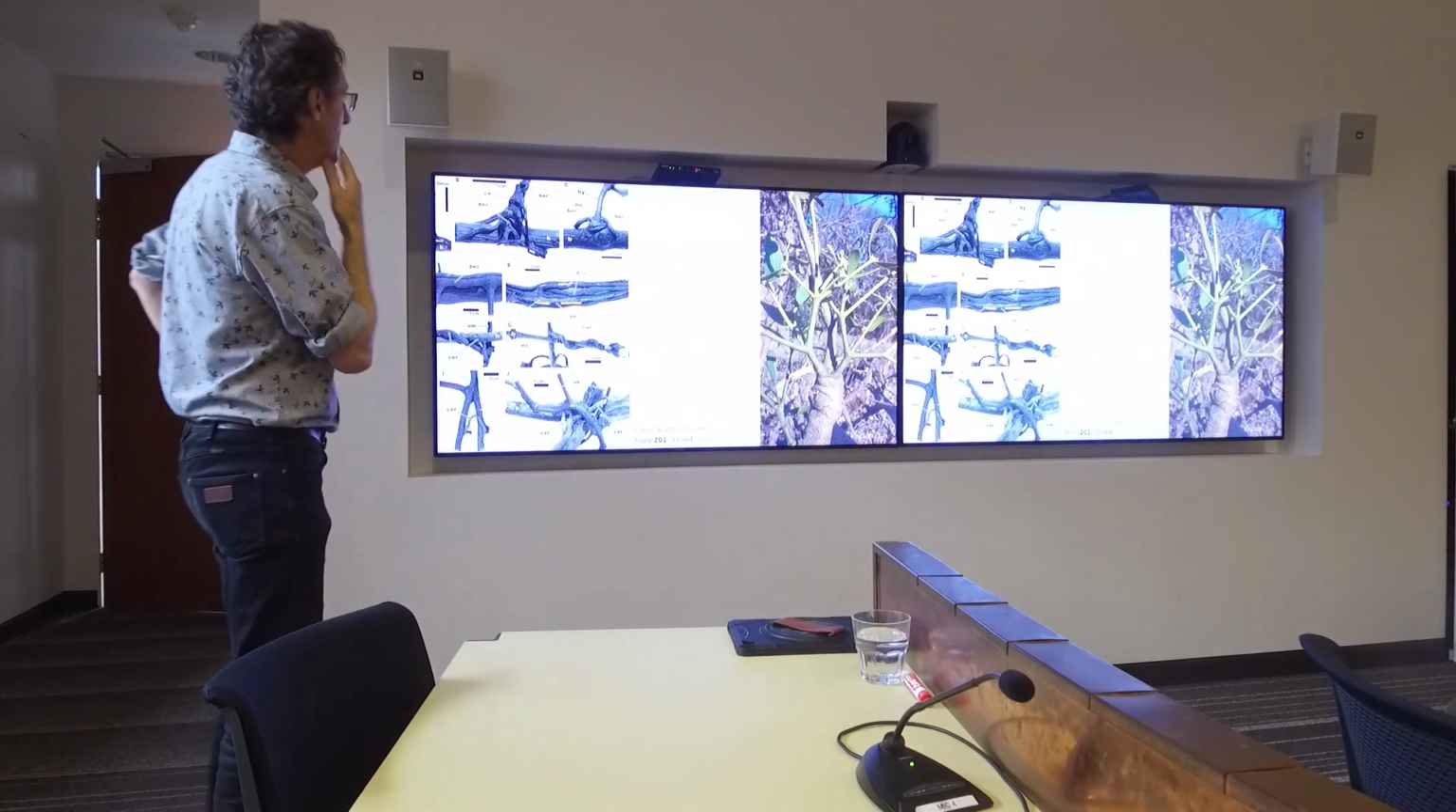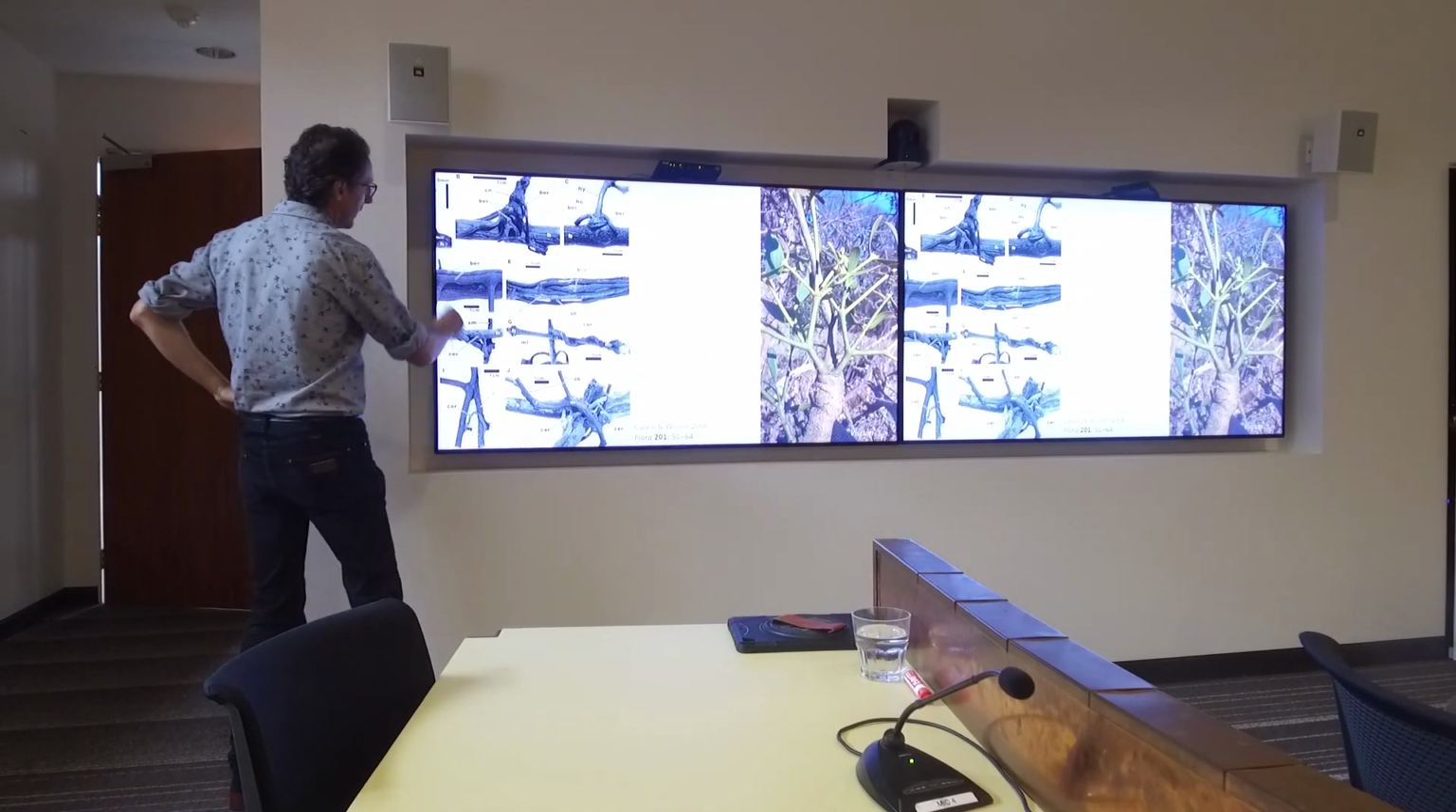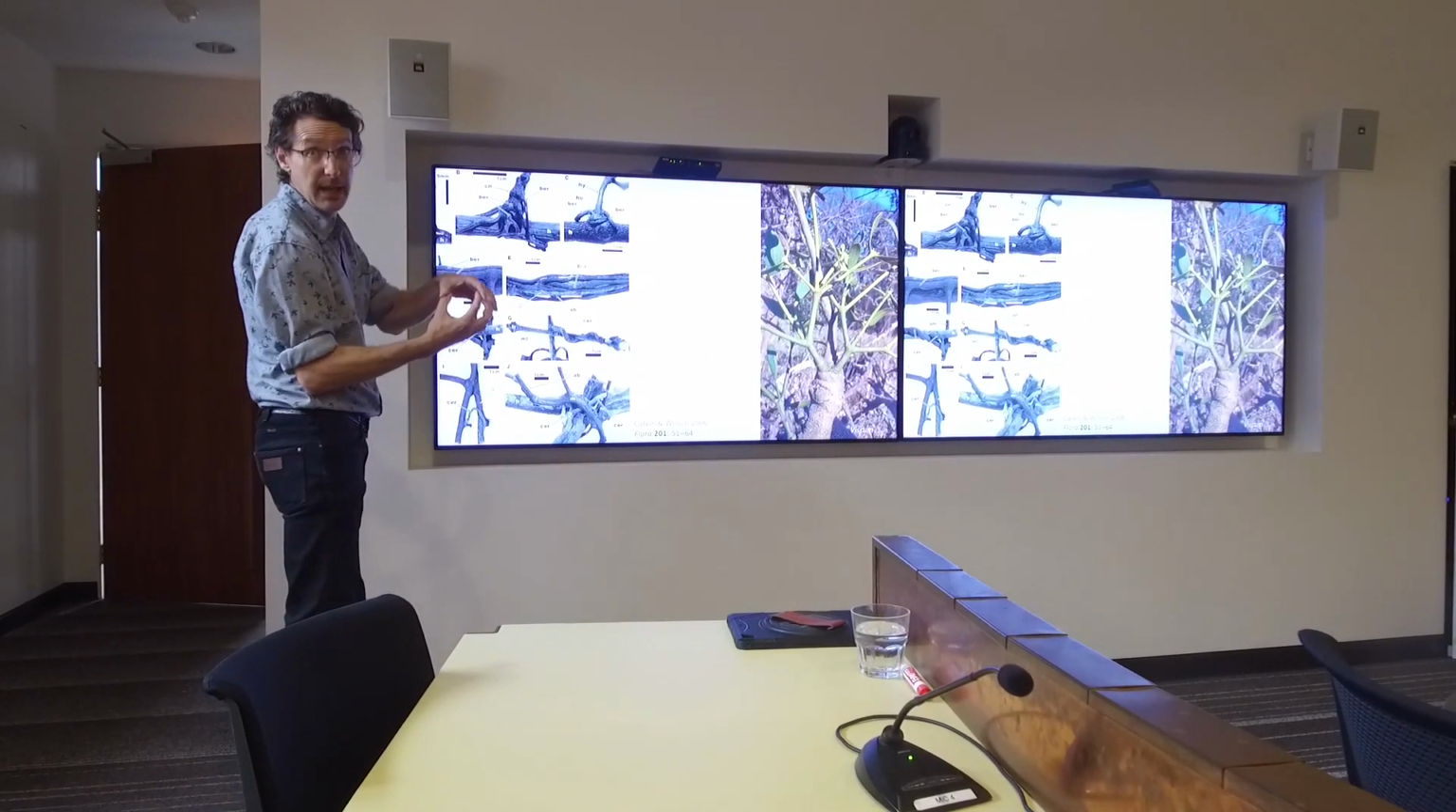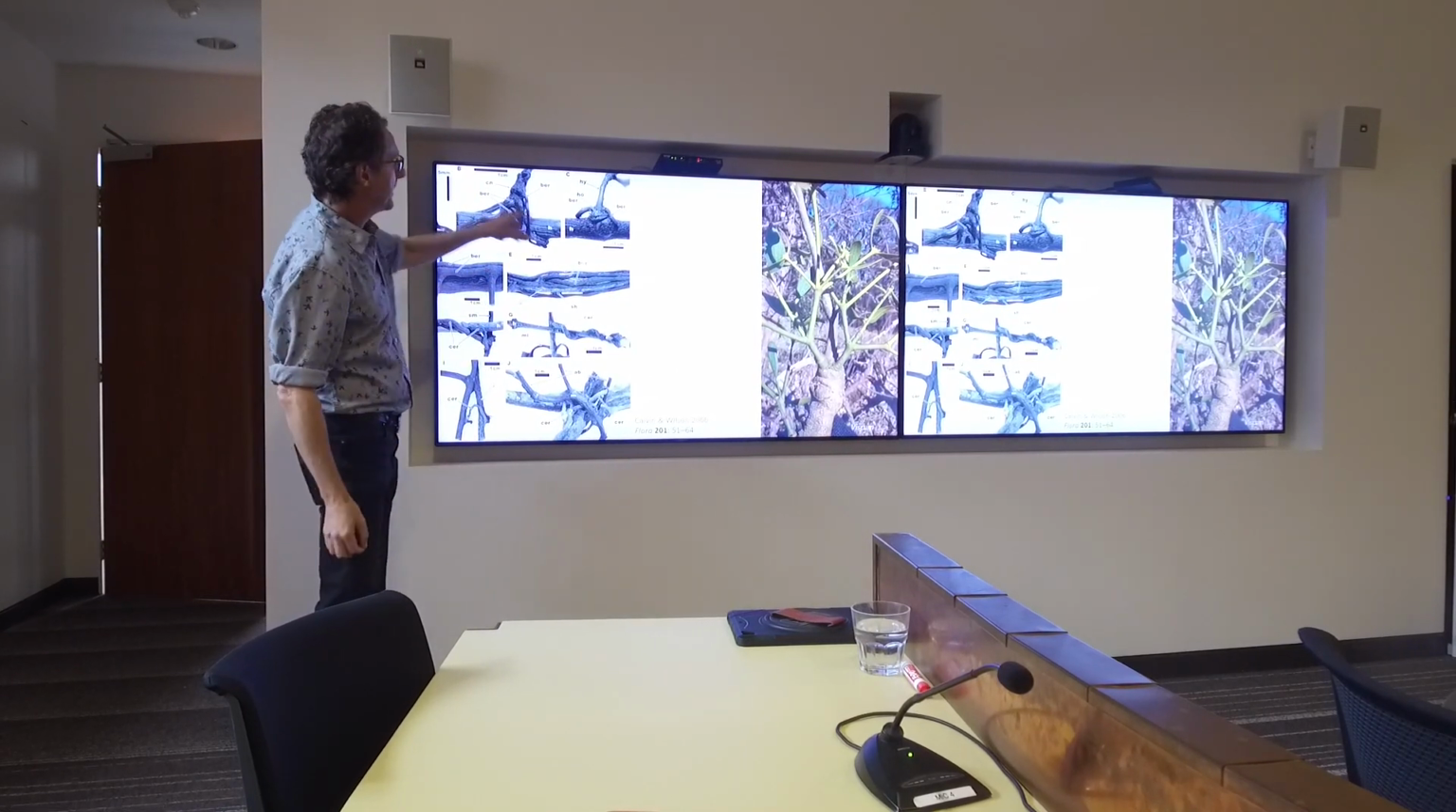Next slide. Some work has been done on the morphology of the connection between the host and the mistletoe, the haustorium. Next slide, please.